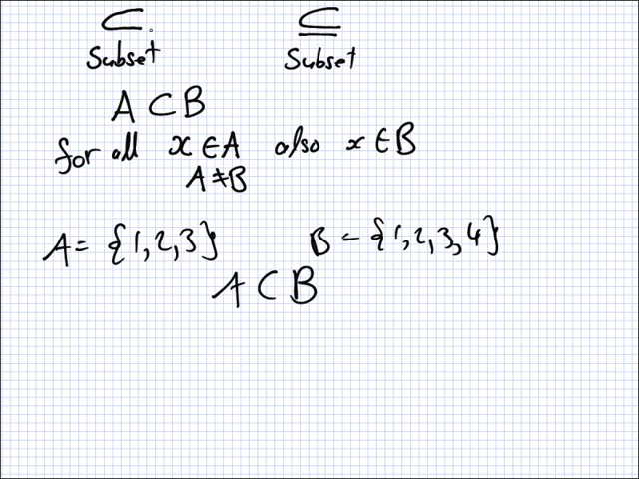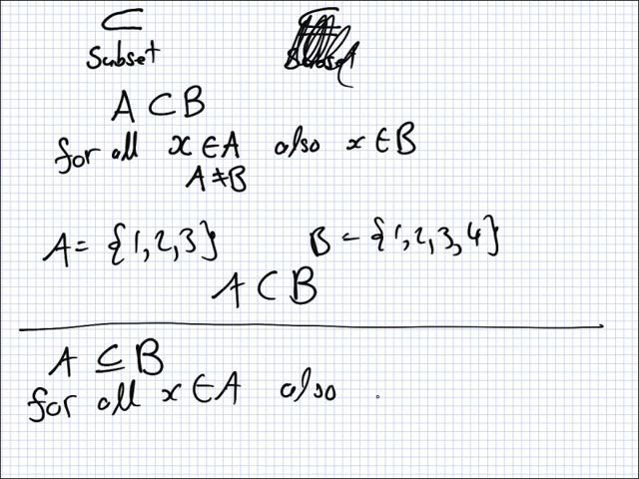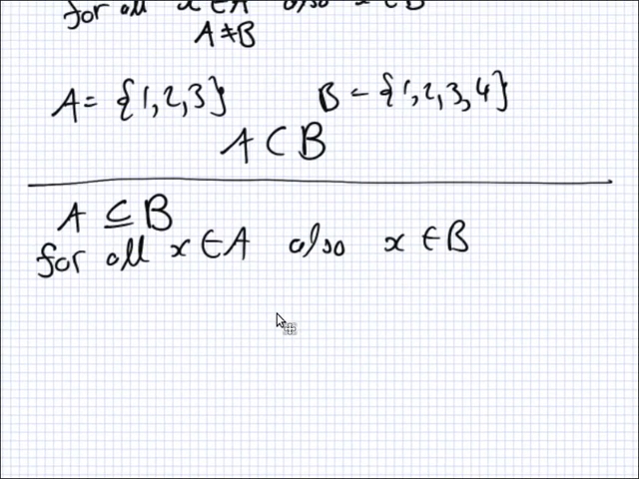So what's the difference between this and this symbol? Not much. The other symbol here means A is a subset of B. It has a very similar meaning. It means for all x in A, we also have x in B. But I'm dropping the requirement that A and B have to be different. So it's possible that A could equal B, or not. It doesn't matter.